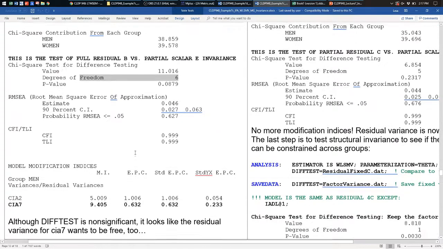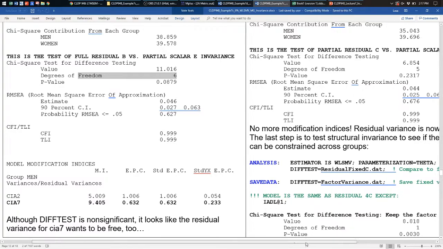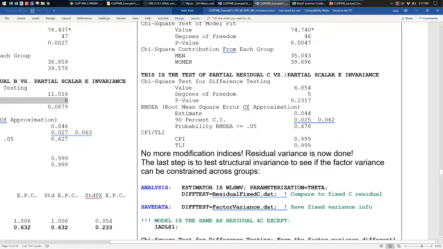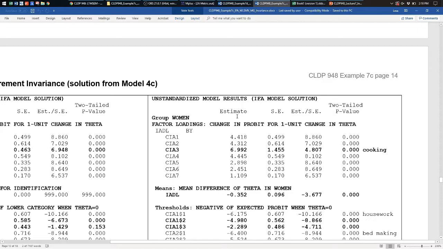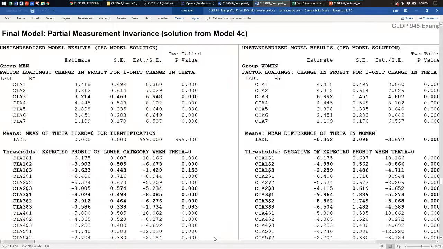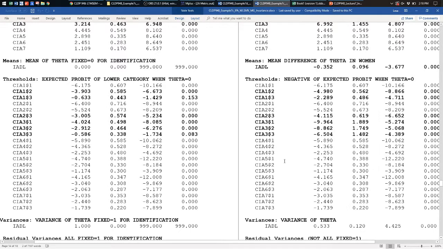And just barely significant difference. Here's item 7 is the culprit. I switch it up so that now we're estimating the variance for only 7, and the difference is fine. And I tested the factor variance, and it was different, and so we leave it, and so then we're done. So in sum, we have a different amount of variance in the trait in women, much lower. We have a lower factor mean as well, and we have different thresholds.